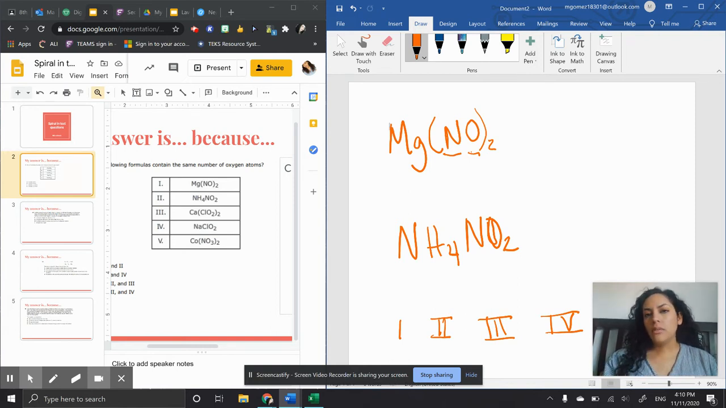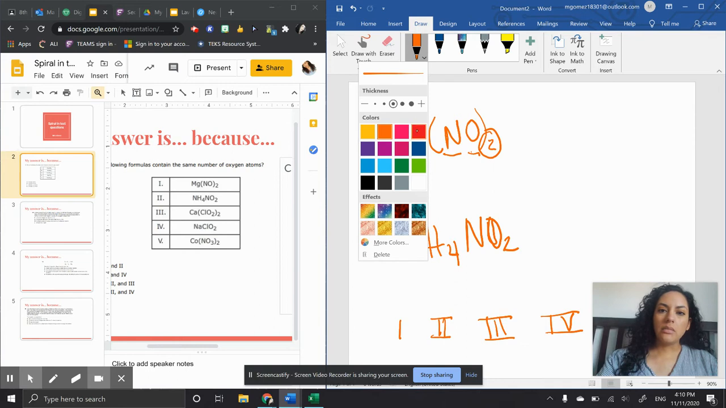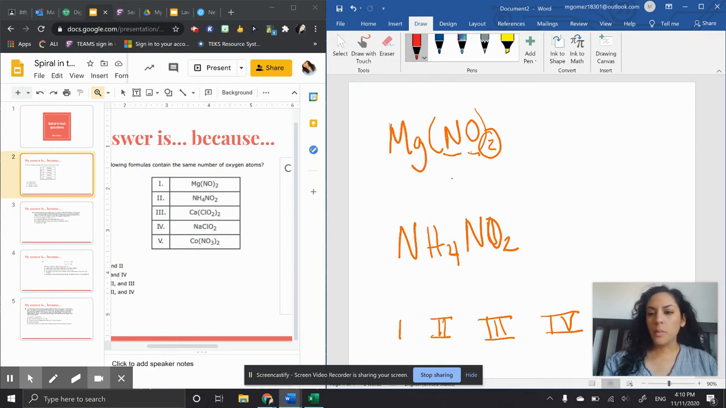Second mistake that we believe you guys made was with the subscript, just like in math, right? What we had mentioned before is you want to get rid of the parentheses, so we have to distribute. Okay. Now, how do we know how many atoms there are for nitrogen and oxygen?